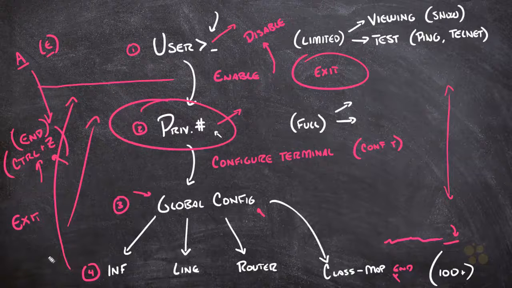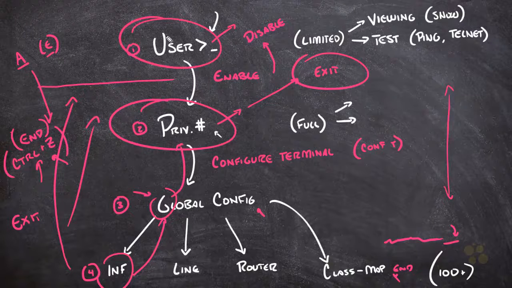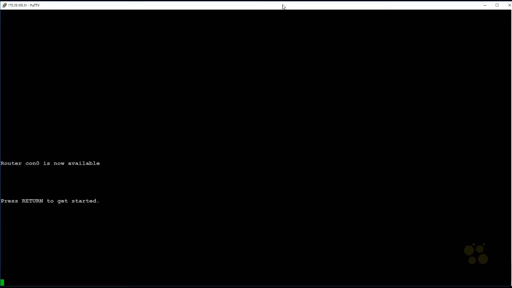Exit moves you back one level at a time. If I'm in interface, it'll drop you to global config. If I'm in global config, it'll drop you to privilege. Here in privilege mode, it will actually exit you out of the router, which technically drops you back to user mode. So let's bring it back to the router.